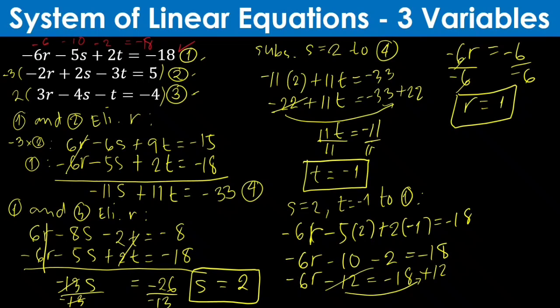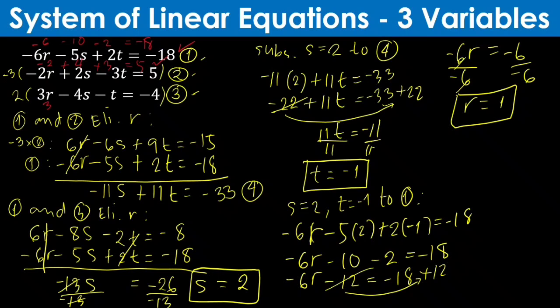Let's go to the next equation. We have to test it to the 3 equations. Okay, r is 1, so this is negative 2. S is 2, this is positive 4. If t is negative 1, this is plus 3. And we put this together, this is 7 minus 2, that gives us 5. So it's correct.